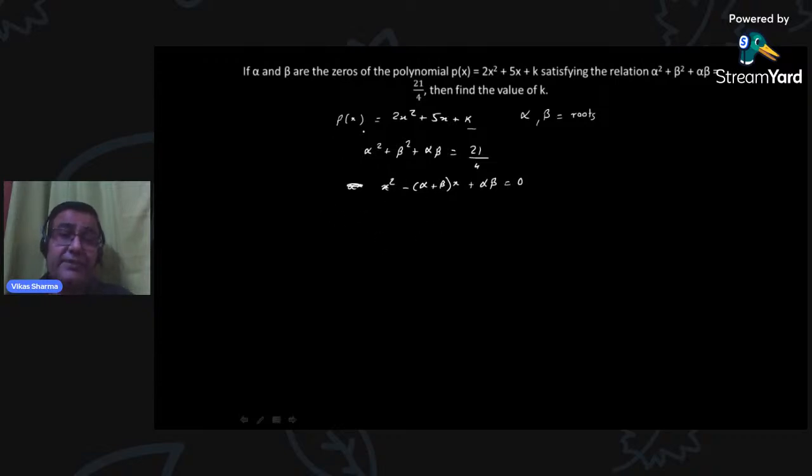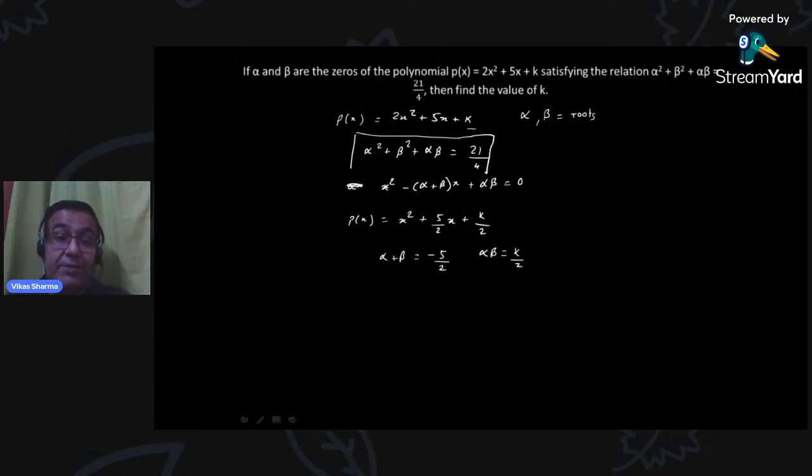Using this, if we divide the whole equation by 2, p of x will actually be x square plus 5 upon 2 x plus k upon 2. That means alpha plus beta is nothing but minus 5 upon 2, and alpha beta is k upon 2. And we know that it also satisfies this relationship. Now, how do we get from this to this?